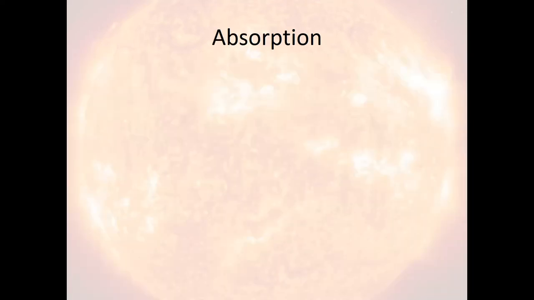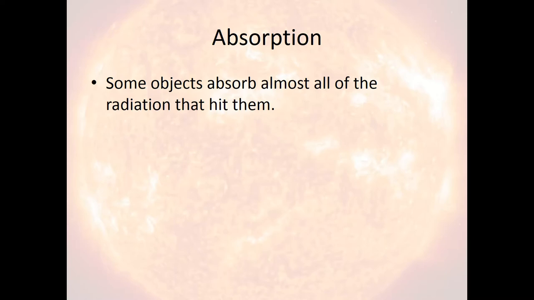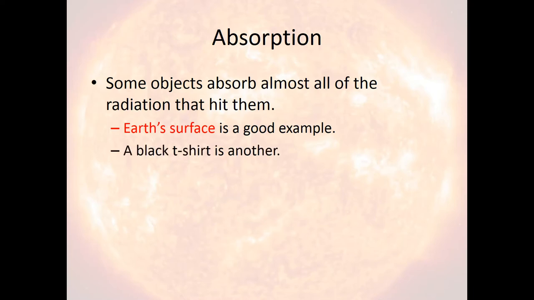Now, let's go back to absorption for a quick moment. As we talk about absorption, some objects absorb almost all the radiation that hits them. And that's really crucial. The more radiation an object absorbs, the hotter it becomes, and therefore the more radiation it emits. Earth's surface is a good example of this. Earth's surface absorbs almost all of the radiation that hits it. And therefore, it emits back almost all the radiation that it absorbs. A black t-shirt is another one. One of the reasons why the t-shirt is black is because it's not emitting any visible light. Hence, it's black.